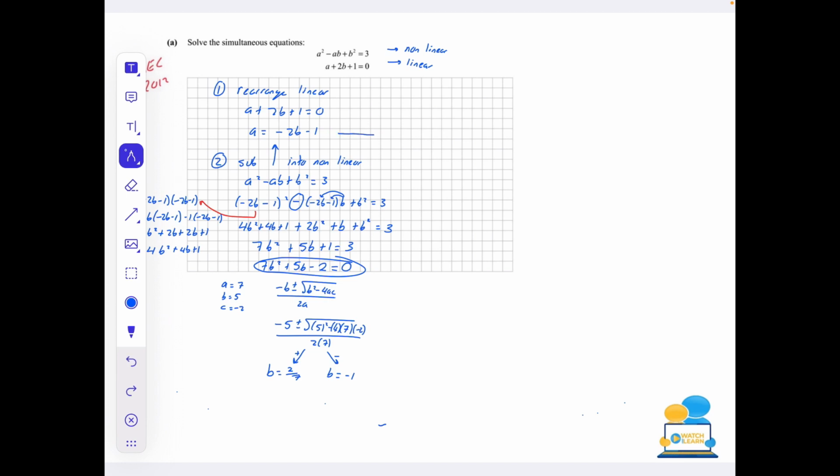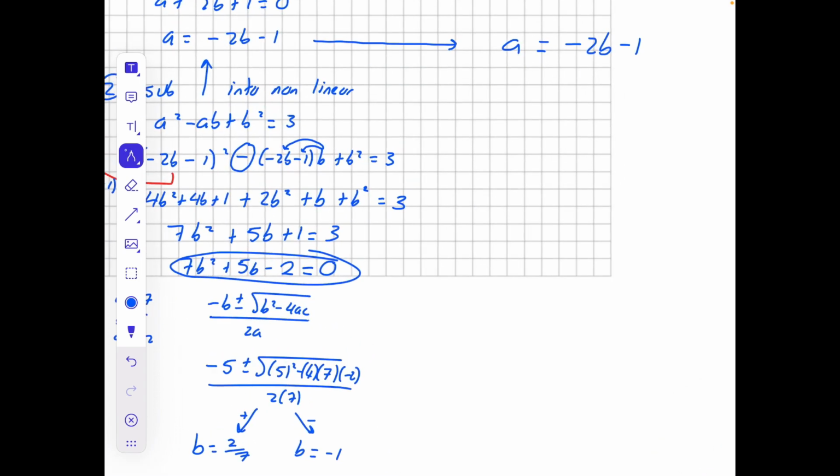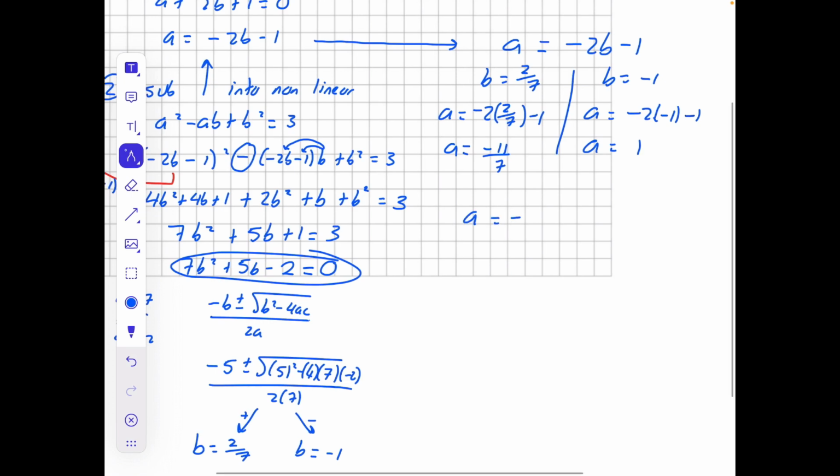Now I'm going to go up here for my step 3. I'm going to take this rearranged equation where I said that a is equal to minus 2b minus 1. I'm going to bring up my two answers. So b is equal to 2 over 7 or b is equal to minus 1. Okay, sub them in. So a is equal to minus 2 by 2 over 7 minus 1, and that gives me that a is equal to minus 11 over 7. Or a is equal to minus 2 by minus 1, minus 1. a is equal to 1 when you pop that into your calculator.